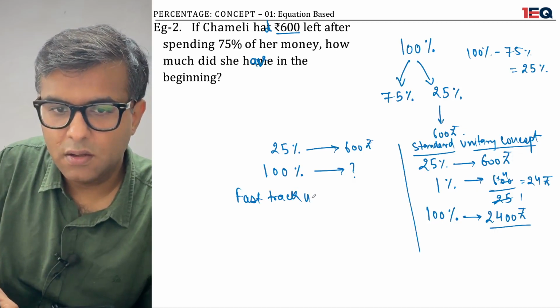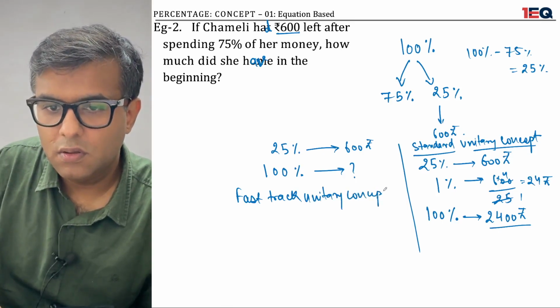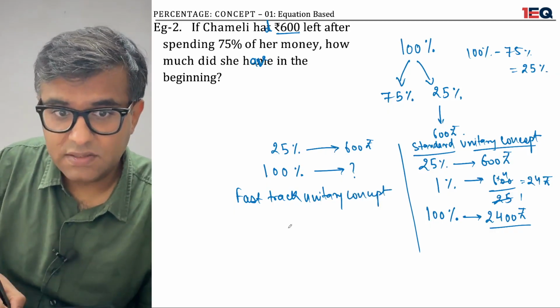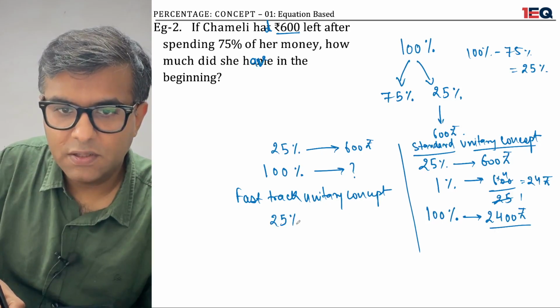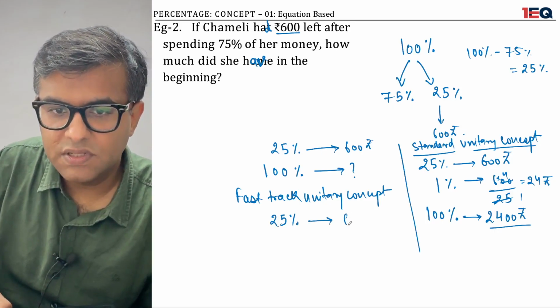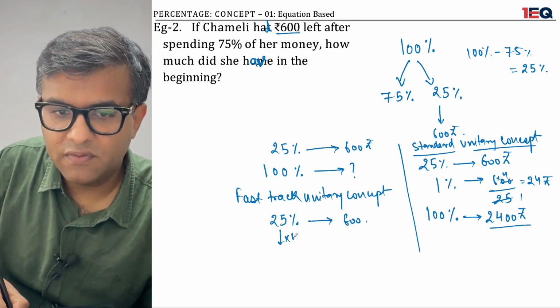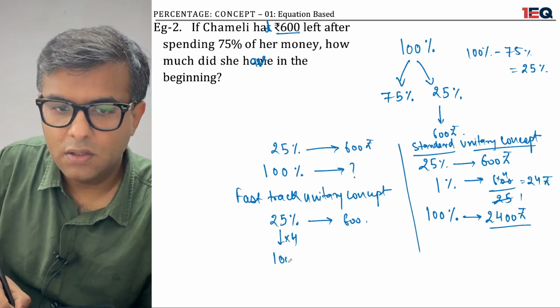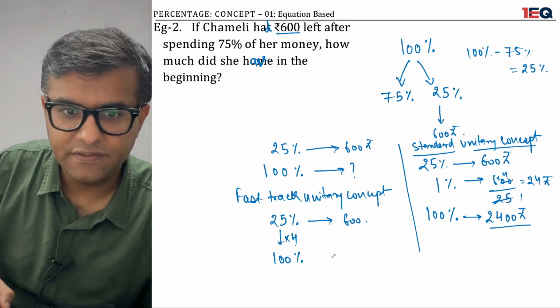Fast track unitary concept. What does the fast track unitary concept talk about? 25% is equal to 600. 25% times 4 gives me 100%. Logical enough? Logical enough, yeah.